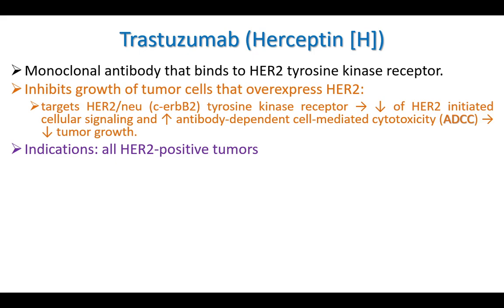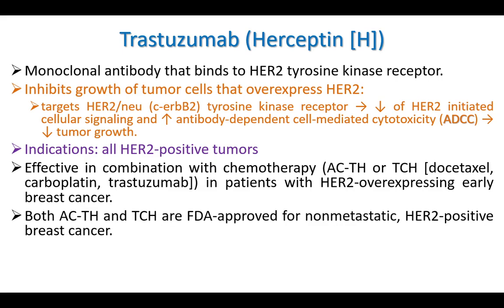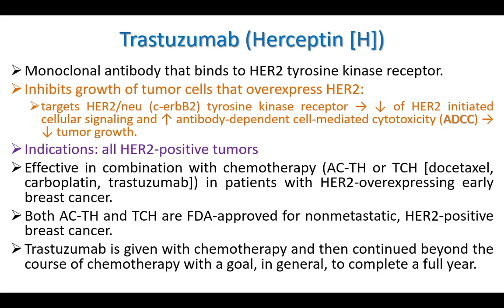And obviously all HER2 positive tumors should receive either trastuzumab, or we have some others as well, and it's effective in combination with chemotherapy. So trastuzumab is given with chemotherapy, but chemotherapy is given in cycles and not for a longer duration. But you can continue with trastuzumab for a full year.